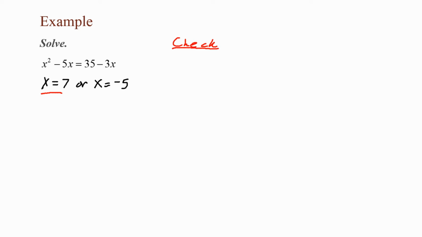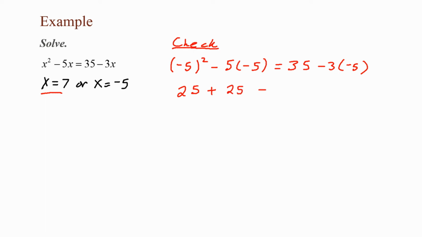Now checking x equals negative 5, I have negative 5 squared minus 5 times negative 5 should equal 35 minus 3 times negative 5. So that gives us 25 plus 25 equals 35 plus 15. 25 plus 25 is 50, and 35 plus 15 is also 50. So x equals negative 5 also works.